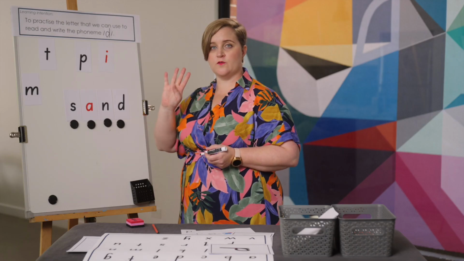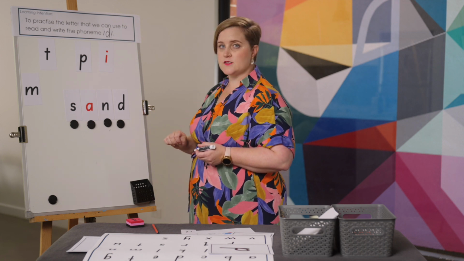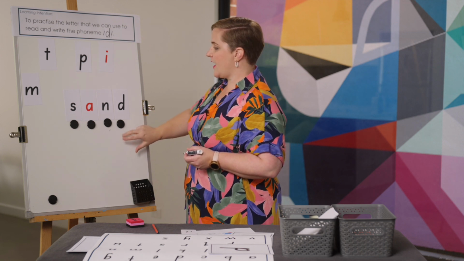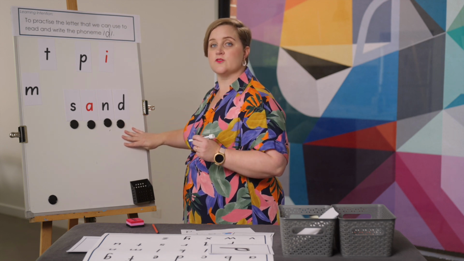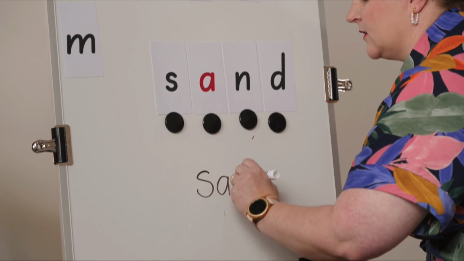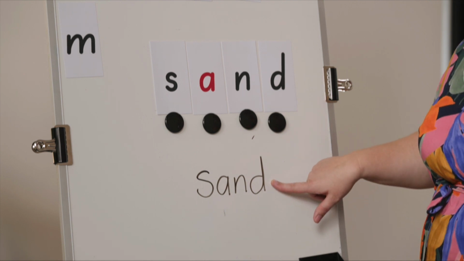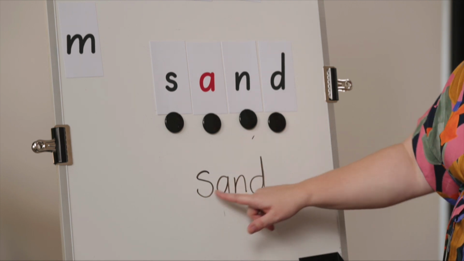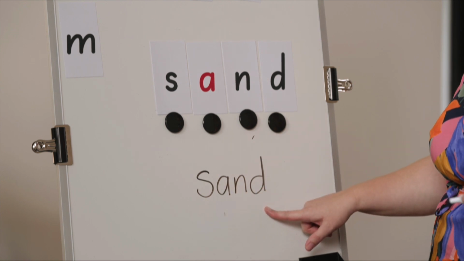Have a go at this one. This has 4 phonemes. So let's see if we can write this word. Tap out the sounds first. S-and. There are 4 phonemes. Sound them out as you write the letters. S, A, N, D. Let's read the word that you just wrote. Sand. Tick or fix.